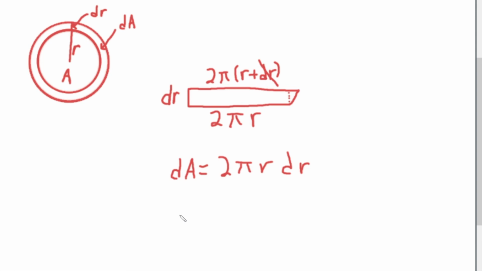Now, if we divide both sides by dr, we get dA/dr equals 2 pi r. Or in other words, the rate at which the area of a circle changes with respect to a change in the circle's radius is the value of the circumference at that instant. This method can also be used to find the derivative of the volume of a sphere with respect to the sphere's radius. If you do the same thing, you will find that the answer is the surface area of the sphere.